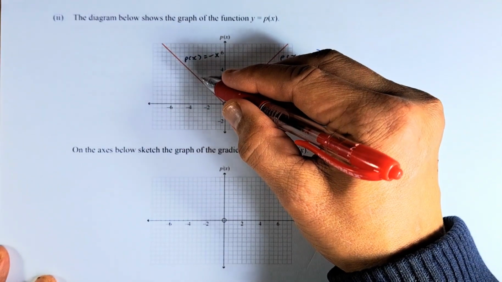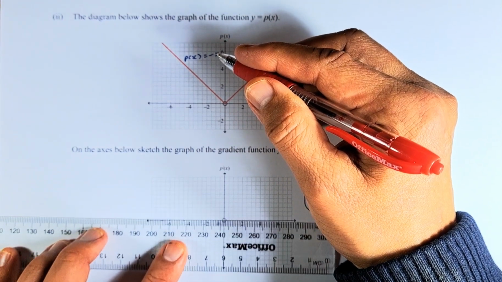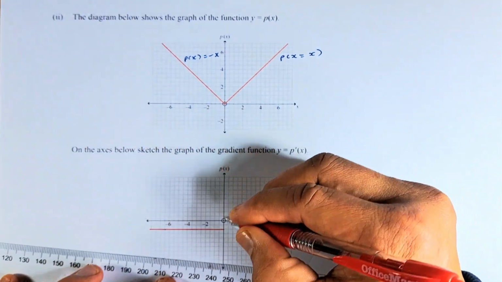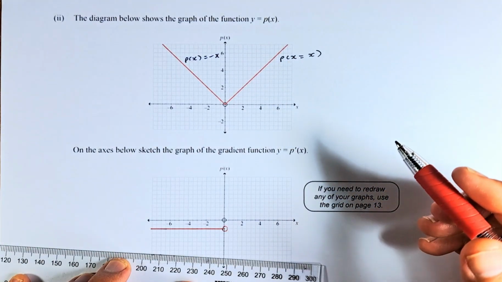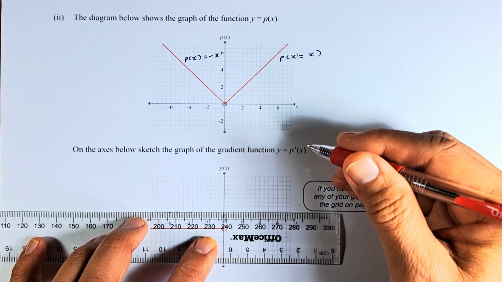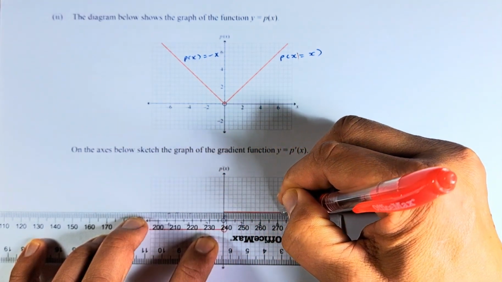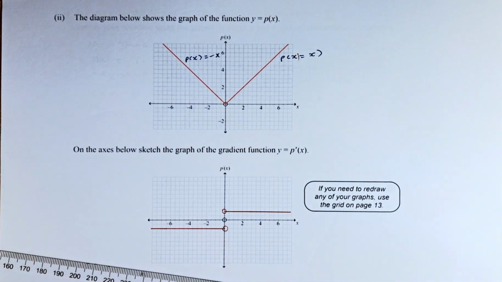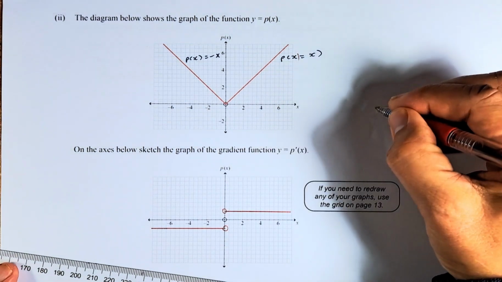Again, when you differentiate minus x, it's going to be -1. So that will be -1 here, and it doesn't include 0, so we put a circle around it. Similarly, when you differentiate p(x) equals x, it's going to be equal to 1. So we draw a line across, and it doesn't include 0, okay? That is how you are going to do p'(x). If you can get that, that is the Merit.